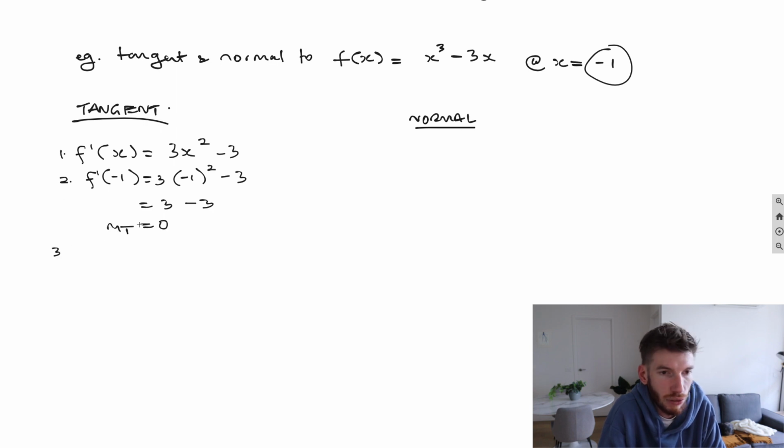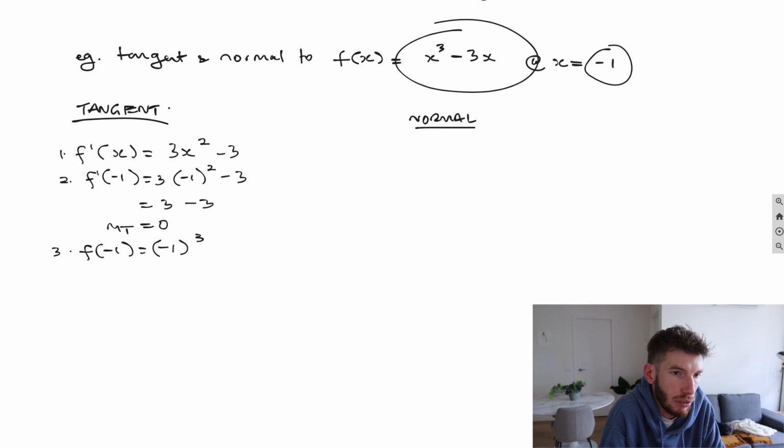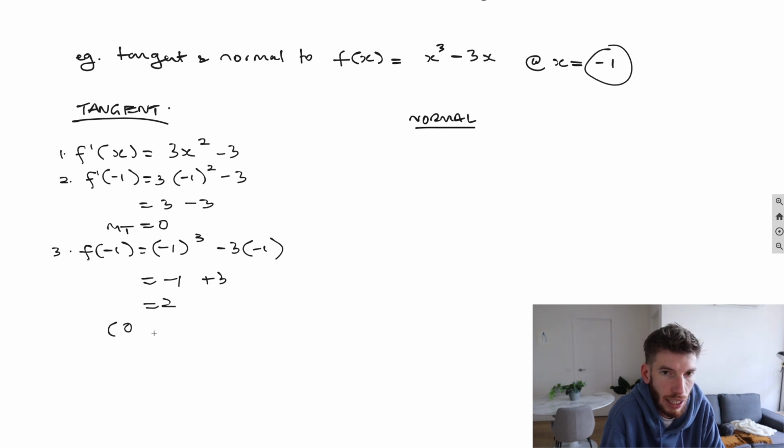Step number 3 is get the full coordinate that we're actually passing through. So remember that the coordinate that the tangent touches is both on the original and on the tangent line. So we can solve it from the original, and then that's why we can use it on the tangent line to solve c. It exists on both. So then if we plug in f of -1, we will get -1 cubed, because remember this is into the original function, like that, cubed, and then take away 3 times -1. So this will give us -1 plus 3, which is actually 2. So we're talking about the point, not -1, we're talking about the point -1 and 2.